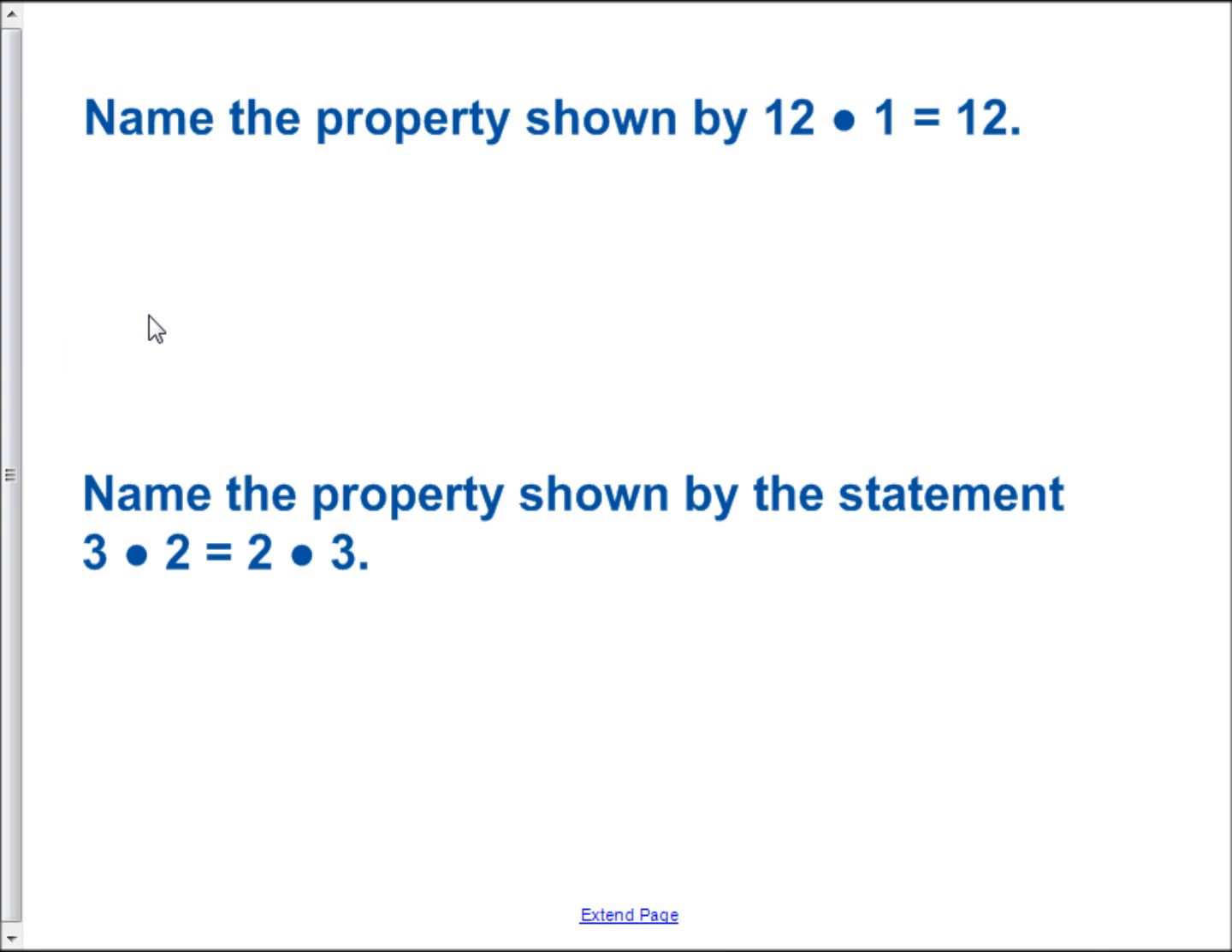All right. Name the property shown by 12 times 1 equals 12. Well, I remember that to be the identity of multiplication. If you look back at your properties, the property table that I gave you, that is the identity of multiplication. When you multiply by 1, you get the same number.